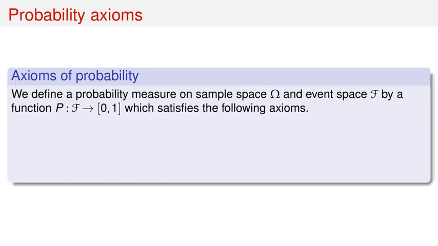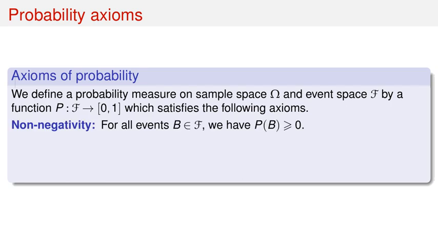Now, we are ready to define the axioms of probability. We define a probability measure on a sample space, Ω, and an event space, script F, by a function P, which maps from script F to the closed interval from 0 to 1. This function P must satisfy the following axioms. First, non-negativity. For all events B in script F, the probability of B, P(B), must be greater than or equal to 0.